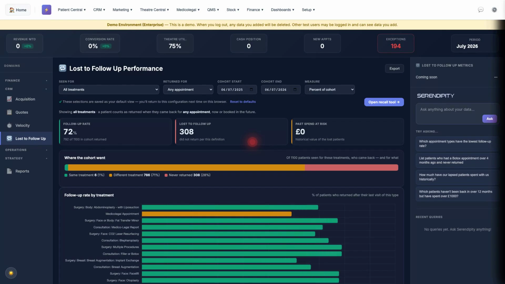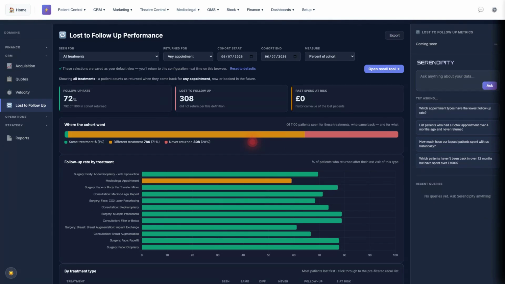There's also a big picture view, inside Analysis Central. The same controls sit across the top, and they remember your choices for next time. What they were seen for, what counts as a return, and the dates. This bar shows you where a group went. Back for the same treatment, back for something different, or gone completely.